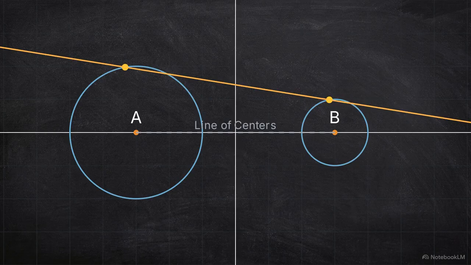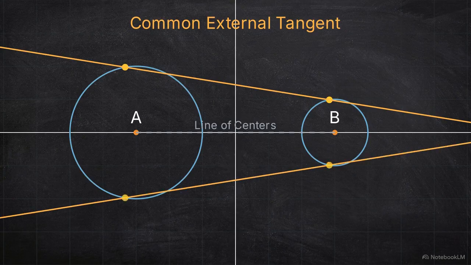The spatial interaction between the tangent and the line of centers provides a rigid classification, starting with the common external tangent. A common external tangent will span smoothly across the extreme outer edges of both circles without ever crossing or physically touching the central invisible axis connecting them.